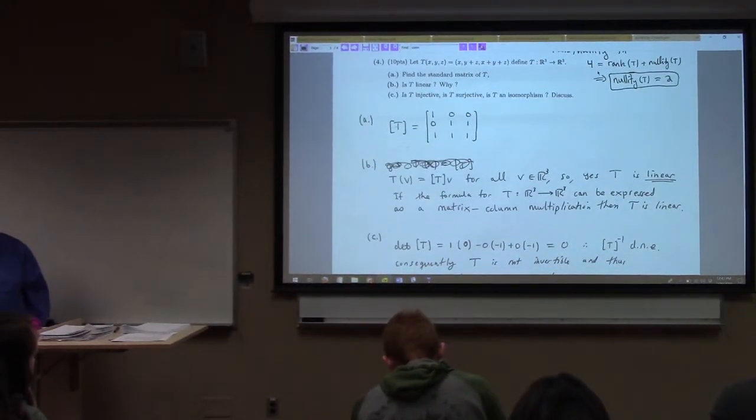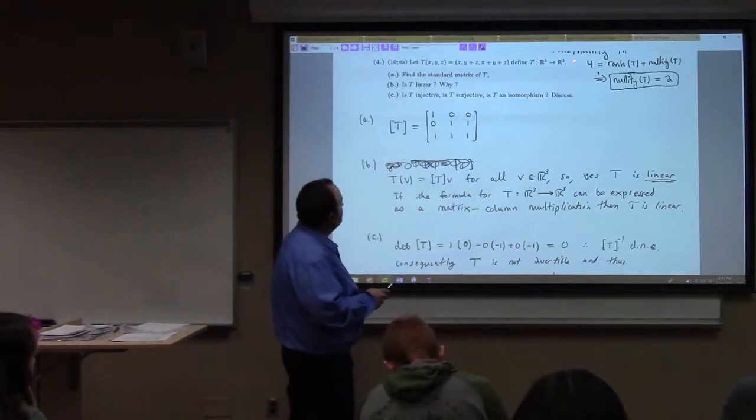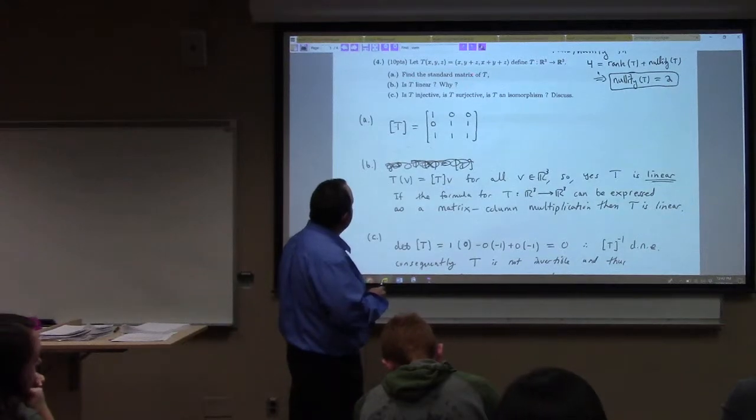Problem 4. R3 to R3, find the standard matrix of T. Here it is, I think.